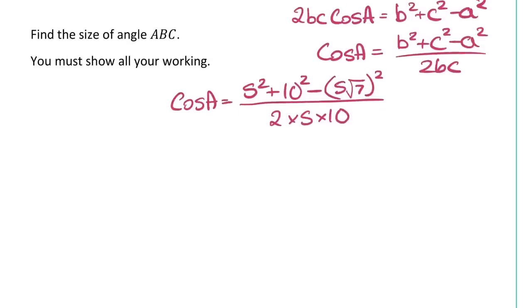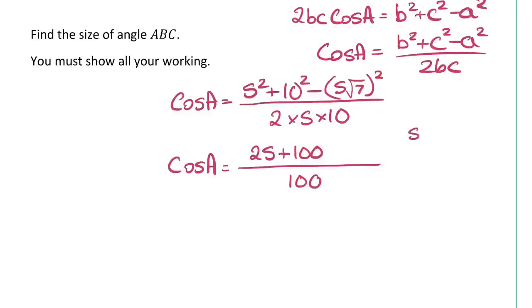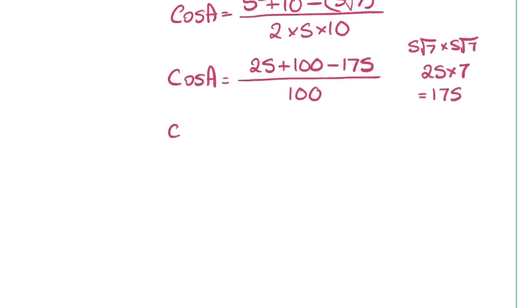We need to work all of that out then, so let's see what that looks like. So cos A equals 25 plus 100. I'm going to deal with that (5√7) squared in just a minute. 2 times 5 is 10, times 10 is 100 on the bottom. And now I need to work out this 5√7 times 5√7 to the side. 5 times 5 is 25, so that's 25 times 7. I'm going to take my time working that out. 4 times 7 is 100, plus an extra 3 of them, so that's 175. So that is minus 175. That's not very nice at all. Right, let's simplify that down, see what we get again.